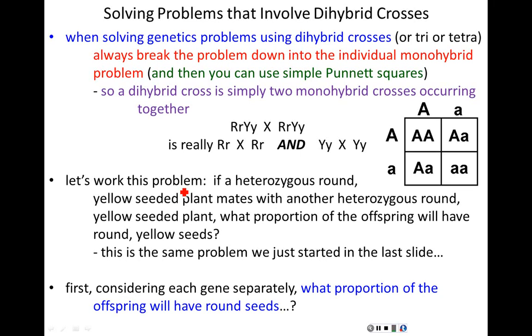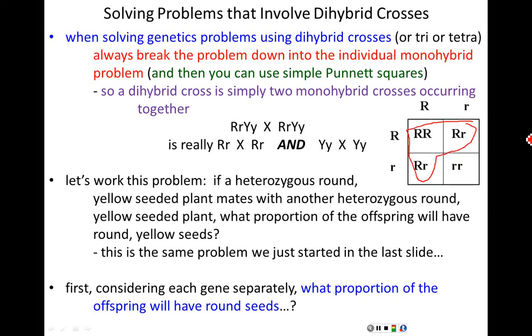So what proportion of the offspring will just have round seeds? Let's disregard seed color for a second. Well, round seeds is dominant. We're dealing with a heterozygotic cross. This is our little Punnett square that we can refer to. So when we take a heterozygote for round and mate it with a heterozygote for round, we get 3/4 of the progeny being dominant round. So 3/4 of the progeny will be round. So we remember that. 3/4.